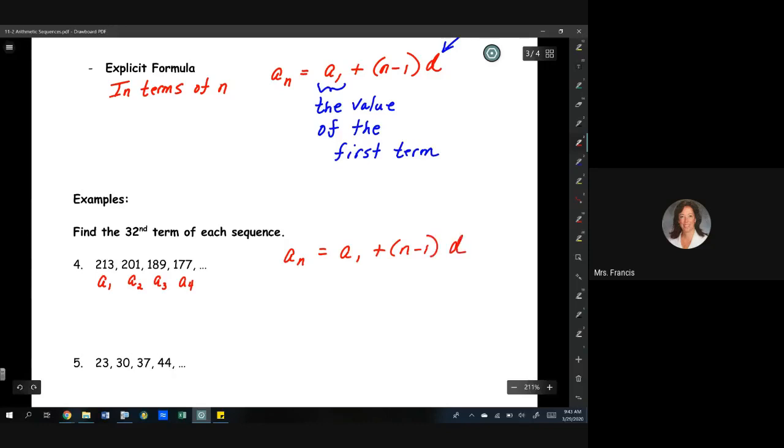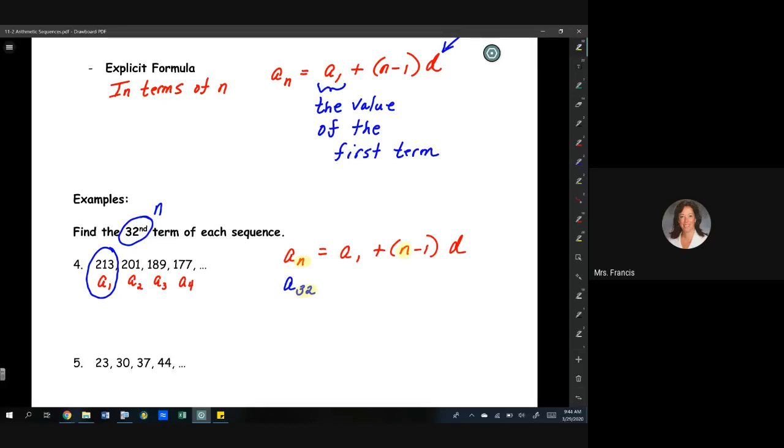I'm going to identify the value of my first term right here. A sub 1 is the value of my first term. And n is the term we want, so we're using n in this case as 32. This is n, all right? We want to know the value of the 32nd term. So in other words, n in this case is going to equal 32.